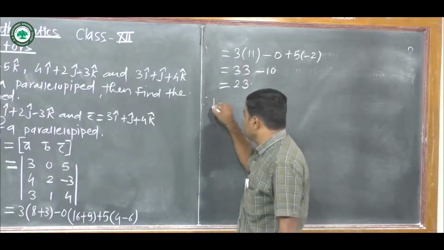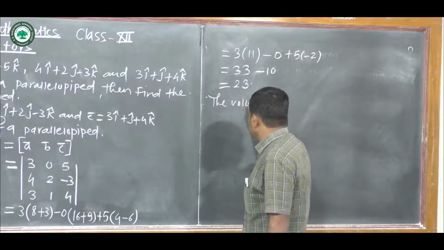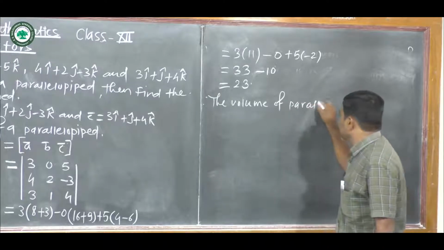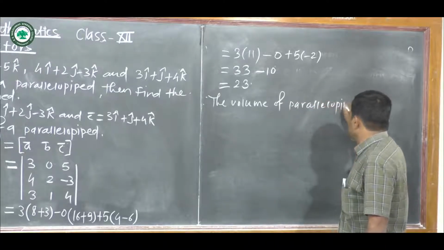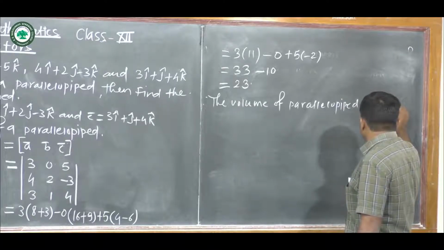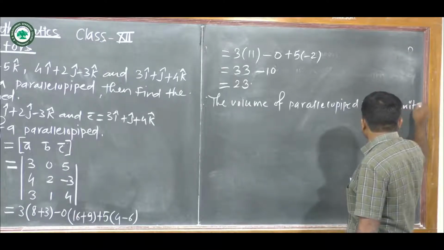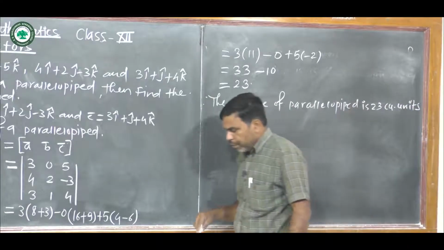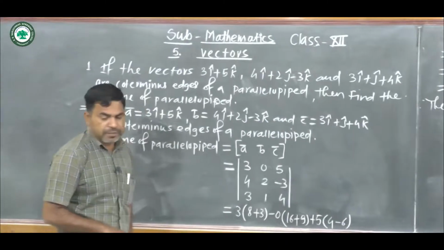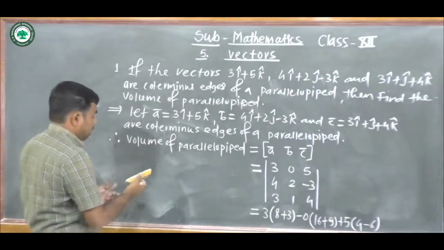So therefore the volume of the parallelepiped is 23 cubic units. The volume of the parallelepiped is 23 cubic units. So next question.